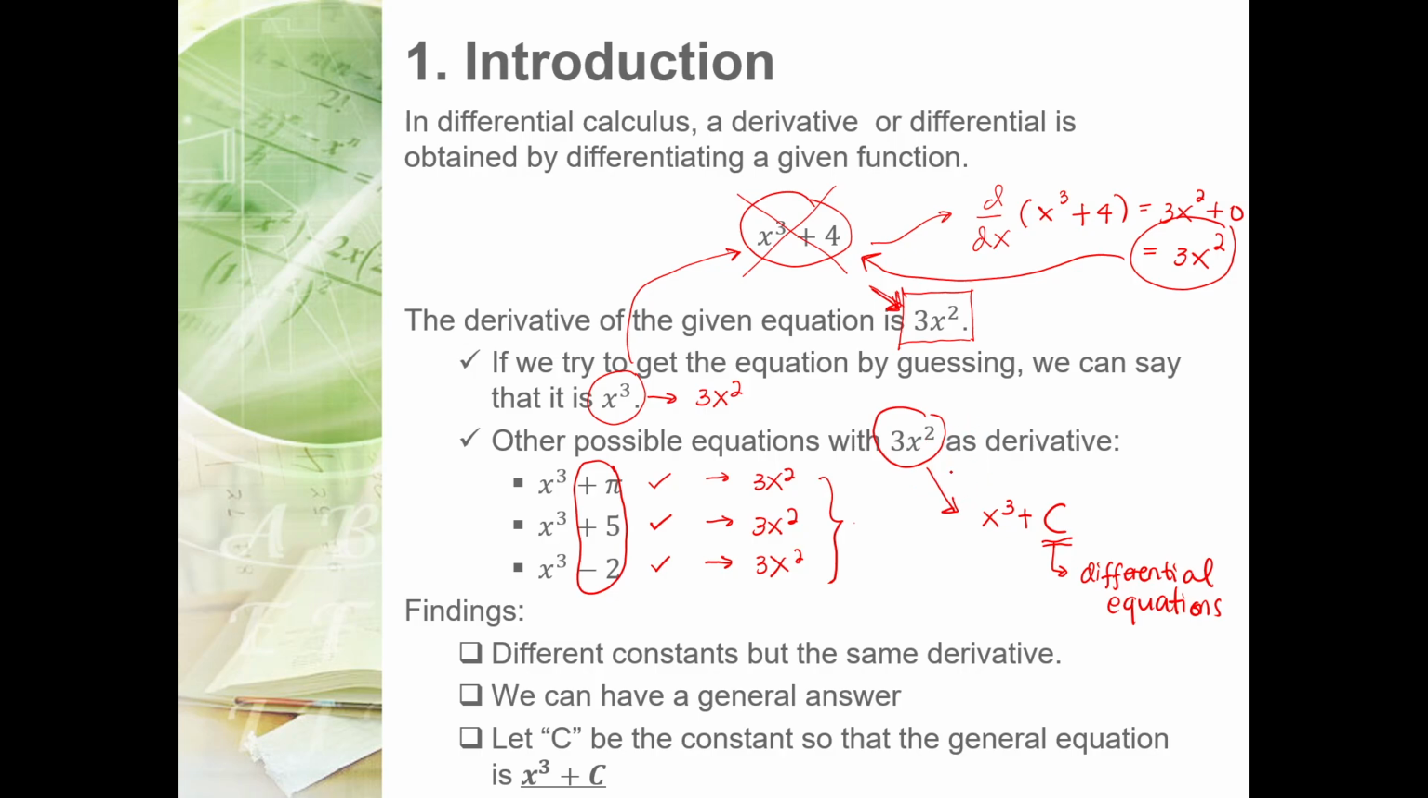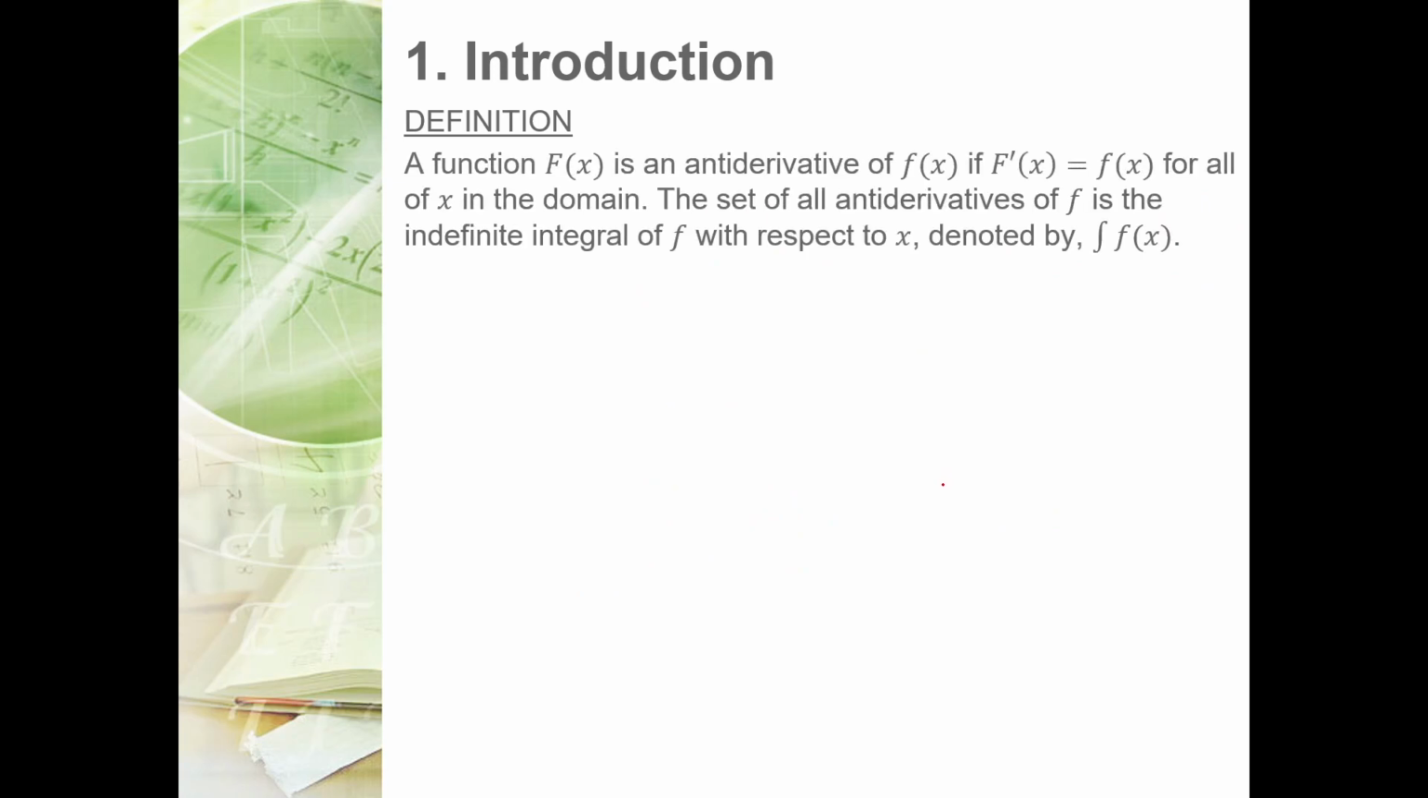Okay? So by definition in integral calculus, a given function, the big F of x, is an antiderivative of the small f of x. What do you mean by this first statement? Antiderivative is also what we call the integral. So the big F of x is the resulting integral.